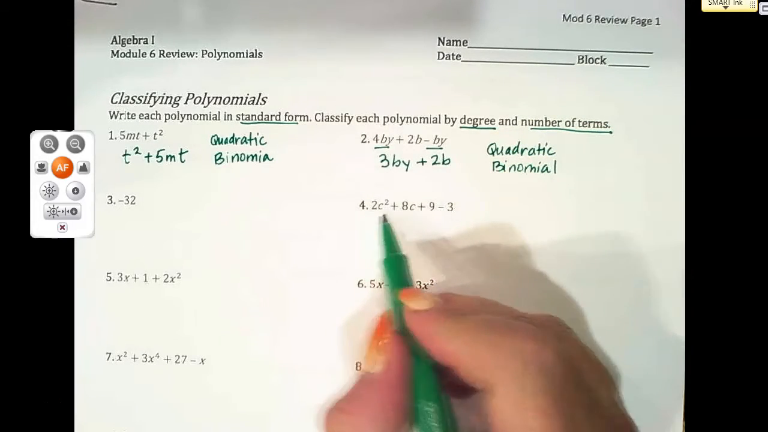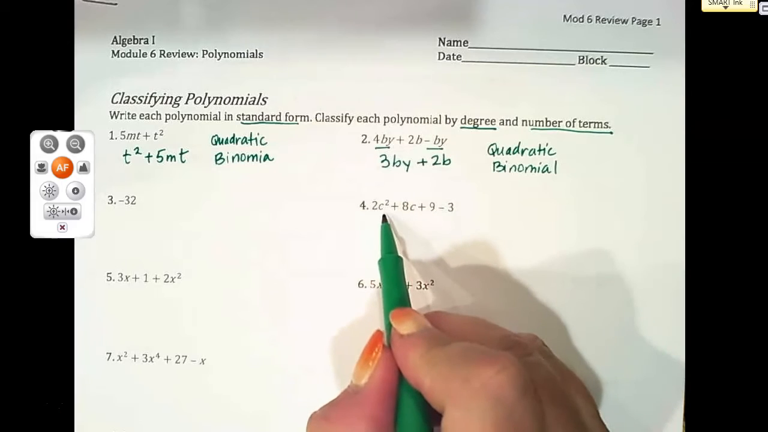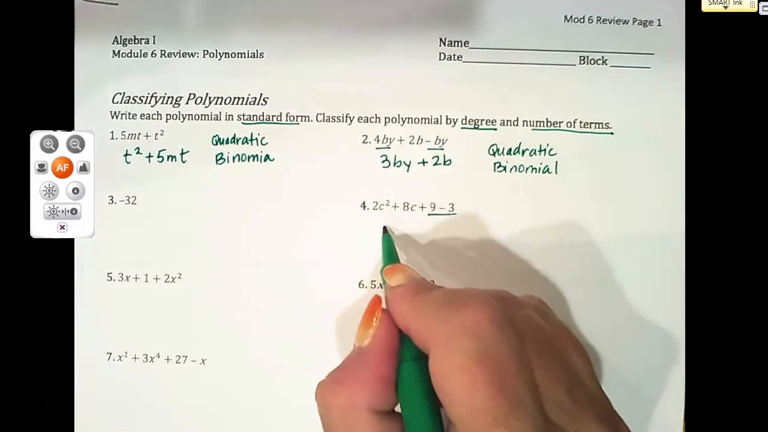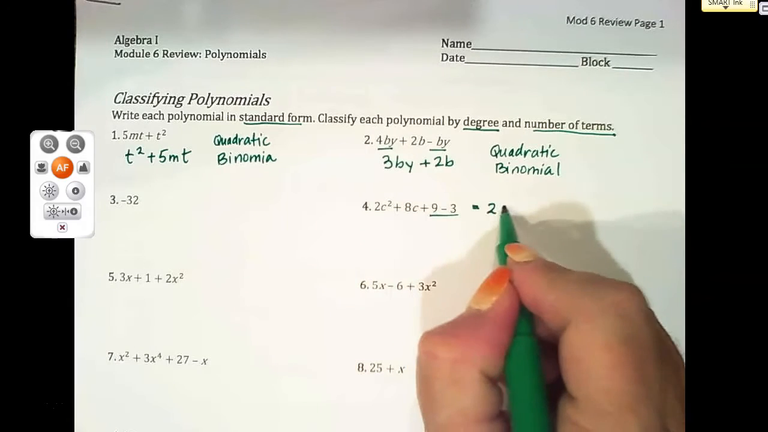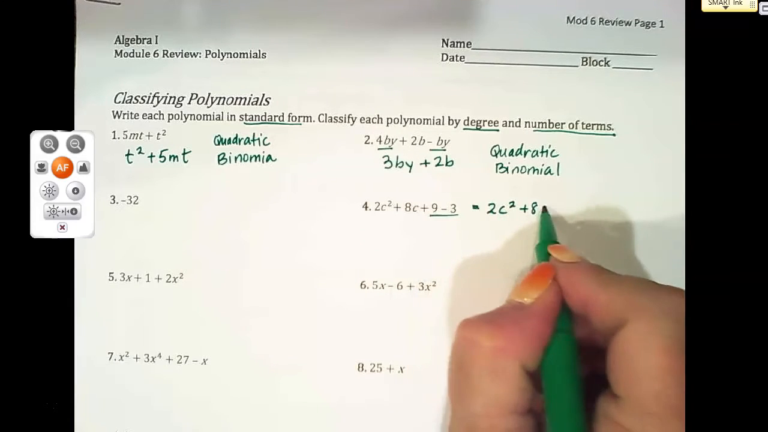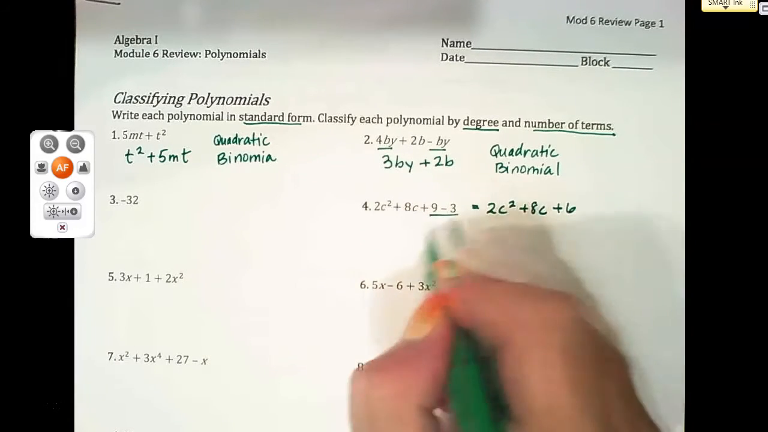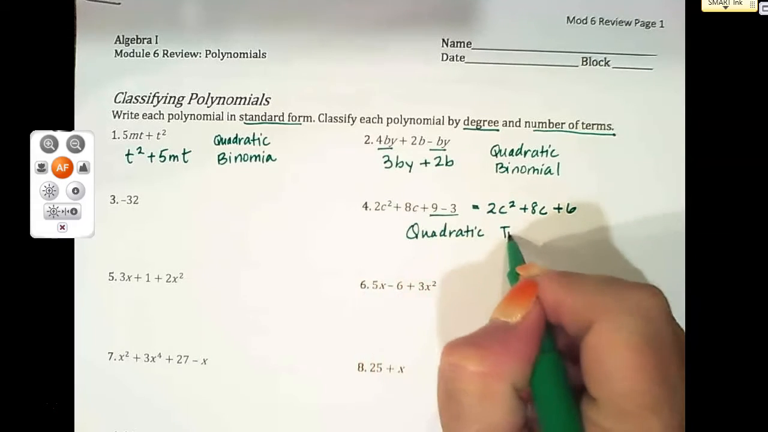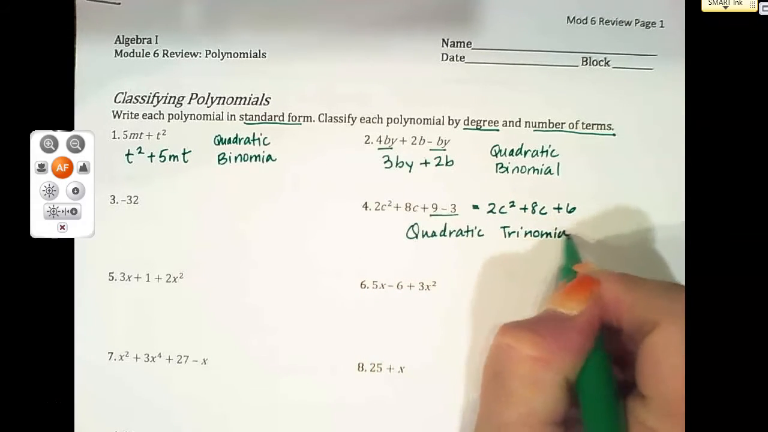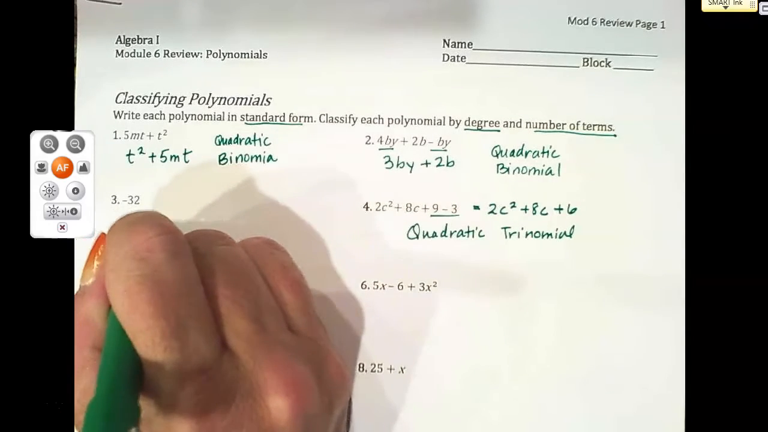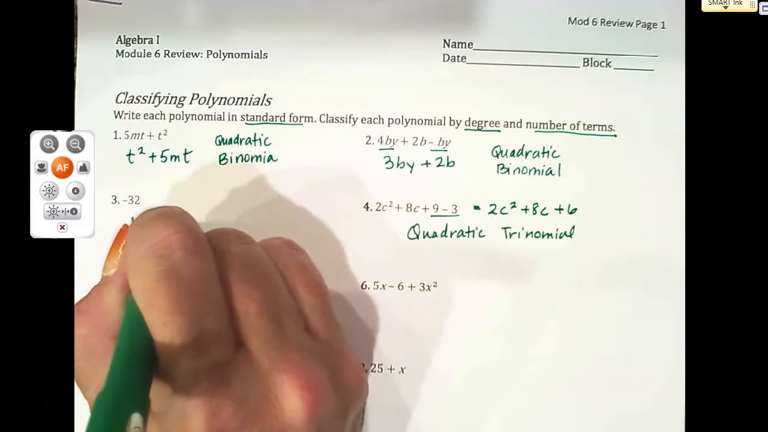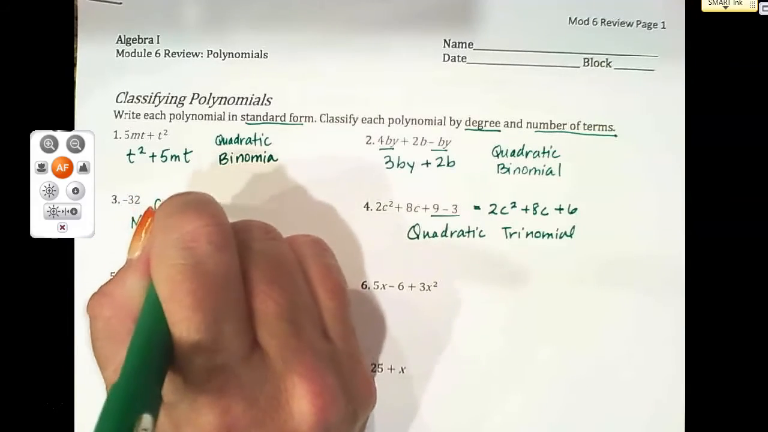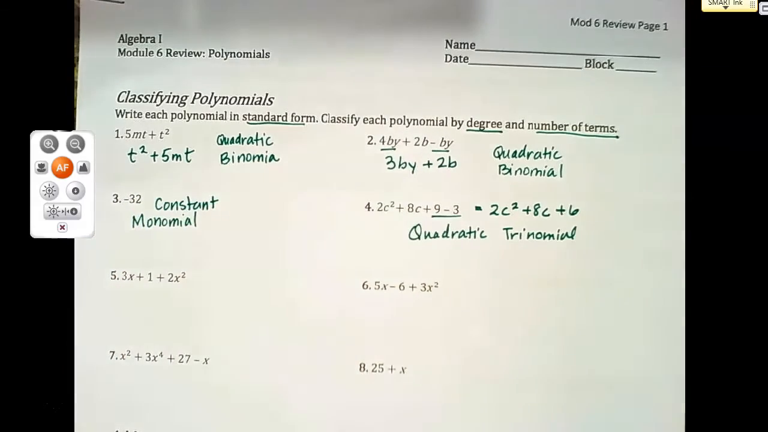Number 4, it looks like it's almost in standard form. I've got 2c squared plus 8c, but then I've got some like terms to combine here. So I will rewrite that as 2c squared plus 8c plus 6, and that gives me a quadratic trinomial. 3 is a monomial. And the degree is 0, so we call that a constant. And of course it's already in standard form.